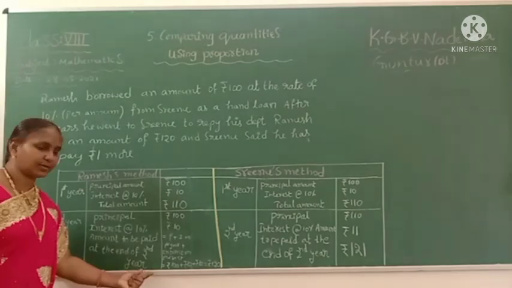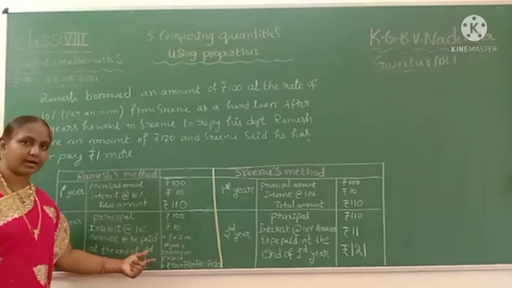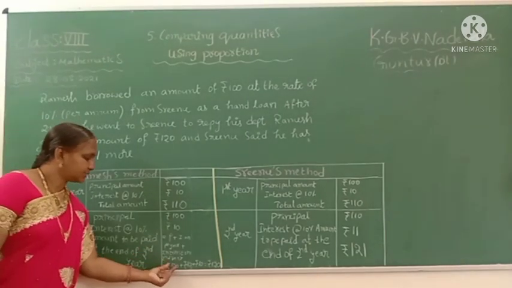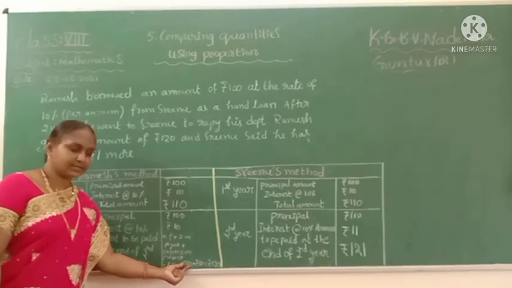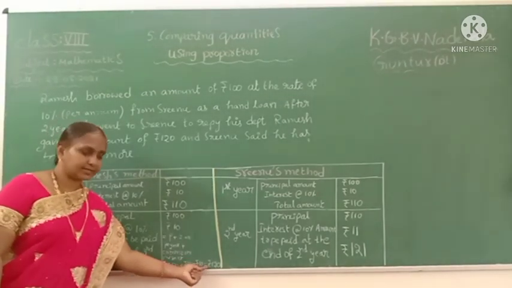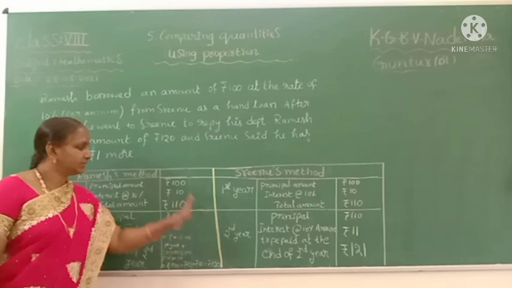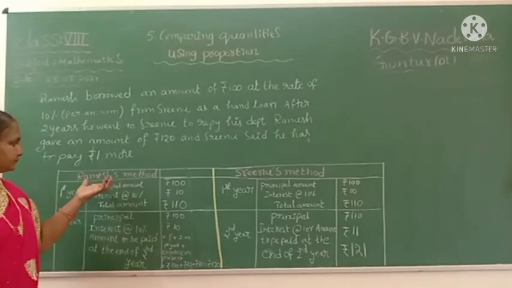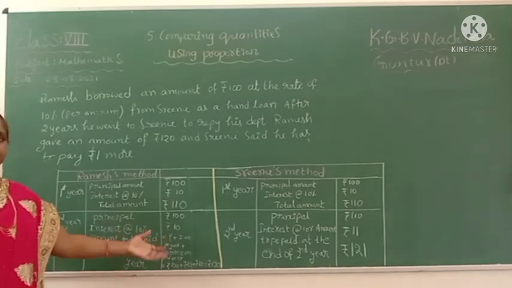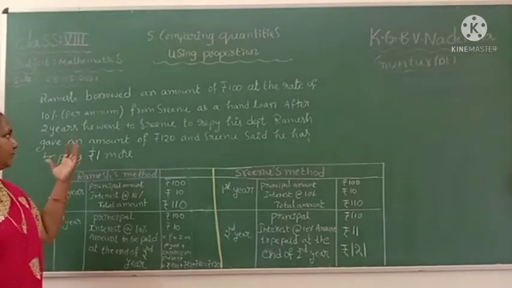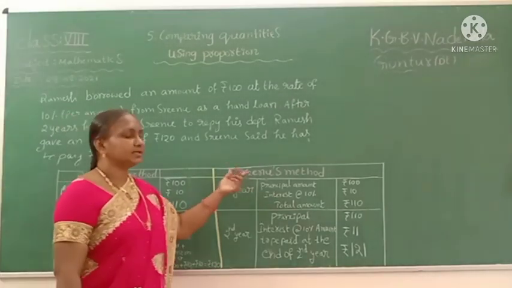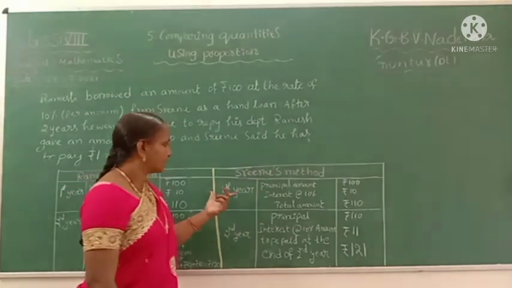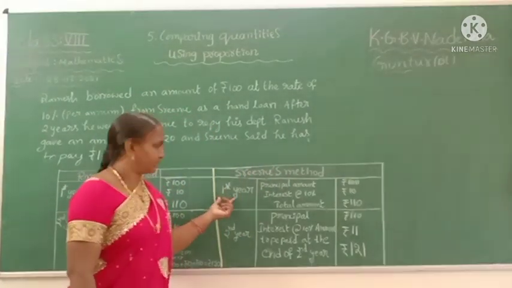Then you get the total amount, how much amount he has to pay after 2 years. That is 100 rupees plus 10 rupees plus 10 rupees, that is equal to 120 rupees. In this way, Ramesh finds out how much money he has to pay after 2 years for his lent amount. But Srinu solves this in this way.